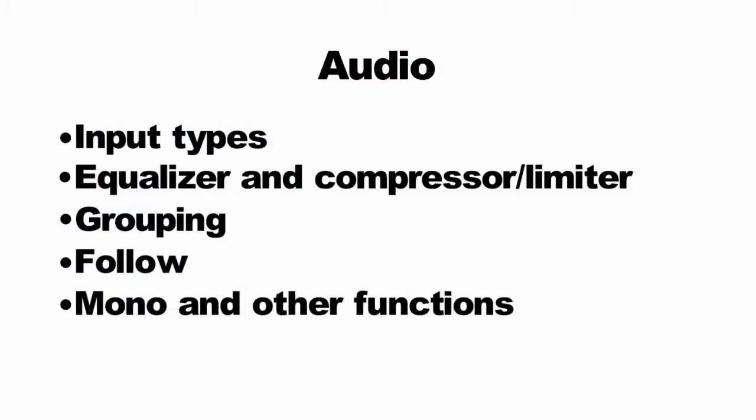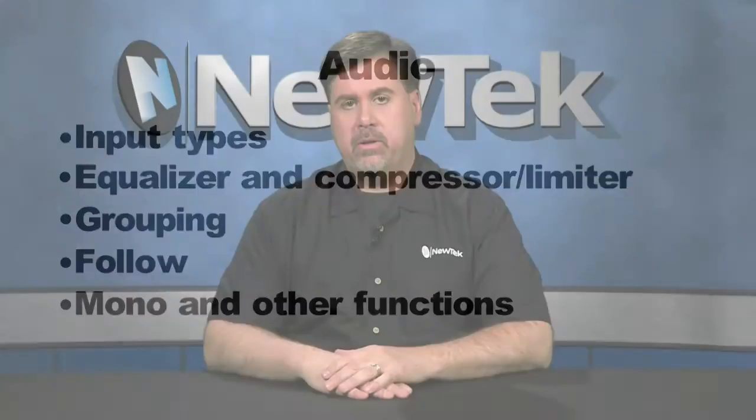Audio is an often overlooked yet critical part of any live production. In this section, we will cover input types, EQ and compressor limiter setup, grouping, follow, mono, solo, and mute functions of the internal audio mixer included with the TriCaster. We will also cover aux and stream audio configurations and headphone use.